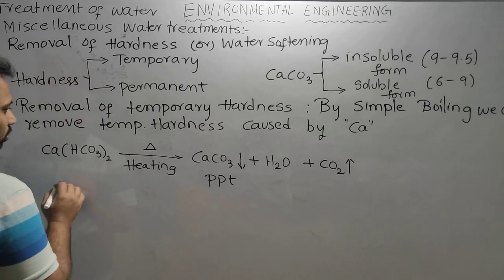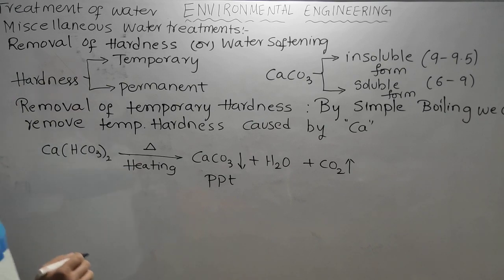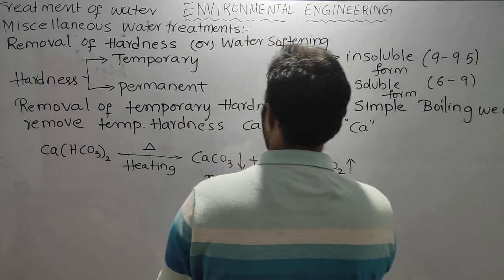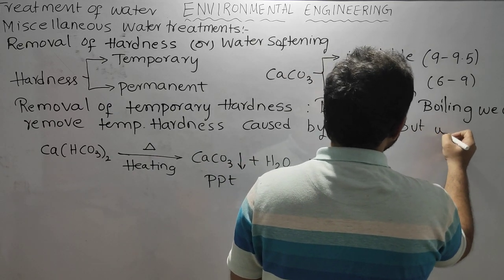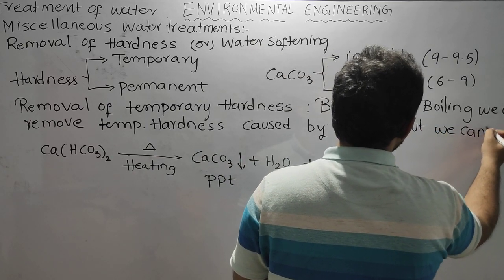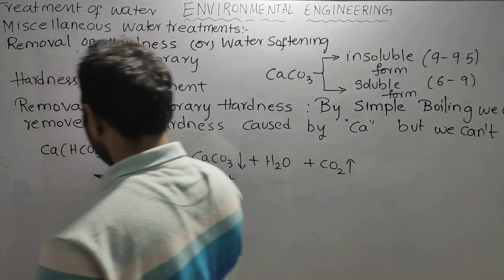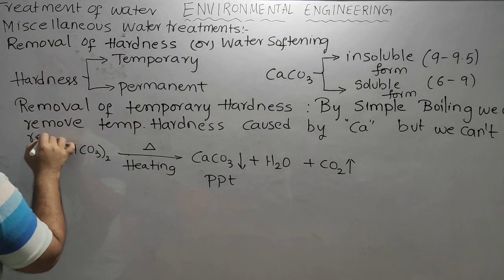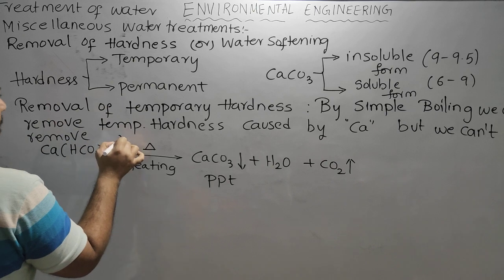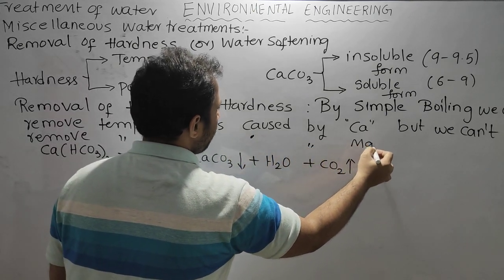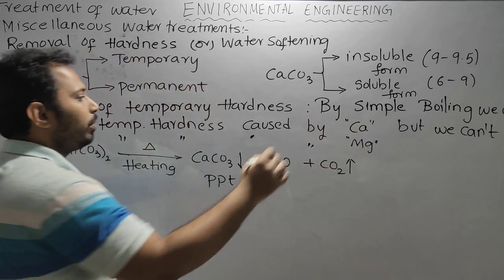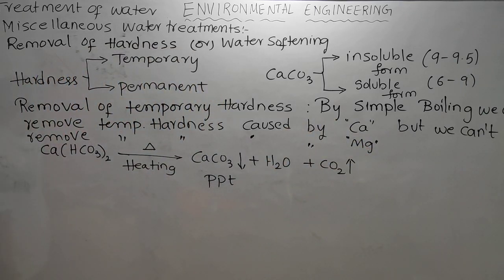By simple boiling we can remove the temporary hardness caused by calcium, but we cannot remove the temporary hardness caused by magnesium. For that, we first need to convert this magnesium hardness into calcium hardness.